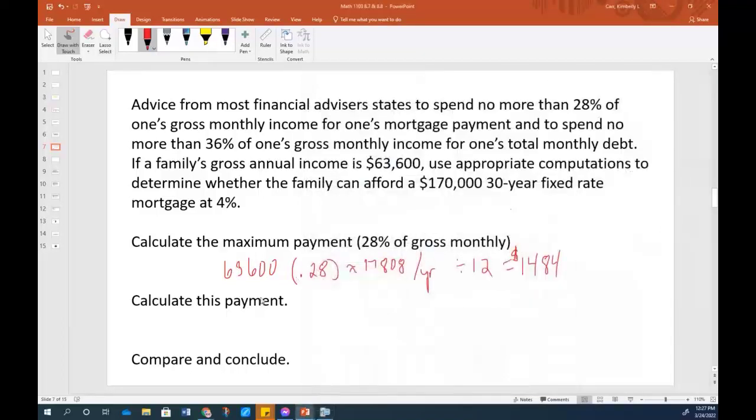It asks us to calculate this particular payment. So now we've calculated what they can afford. So now we're going to look at the house they're wanting to buy and see how much this particular house would be. It doesn't say anything about a down payment here, so we're going to assume that they are financing the entire thing. So that's going to be P, and then the interest rate for the mortgage is 4%. And we've got 30 years, so that's our time. And of course, we know that they're making 12 payments each year. So we're going to see if we can remember 170,000 and 4%.